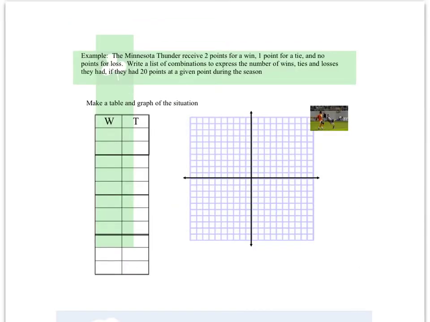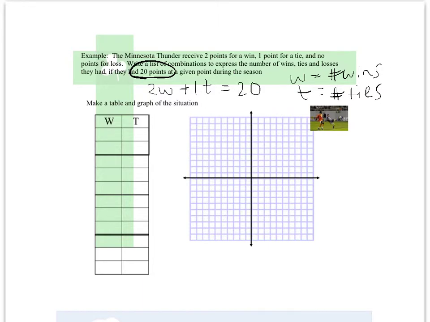Let's quickly look at the Minnesota Thunder, which is a soccer team, gets 2 points for every win, 1 point for a tie. So we're going to have W mean the number of wins, and T will equal the number of ties. They need to get a total of 20 points. So I could have 2 points for a win plus 1 point for a tie, and that needs to give me a grand total of 20. So what if they never win? They only tie. They'd get 1 point for each tie. They would tie 20 times. What if they never tie? They would get 2 points for every win, so they would need 10 wins to reach 20. These are going to be my x and y intercepts on my graph.